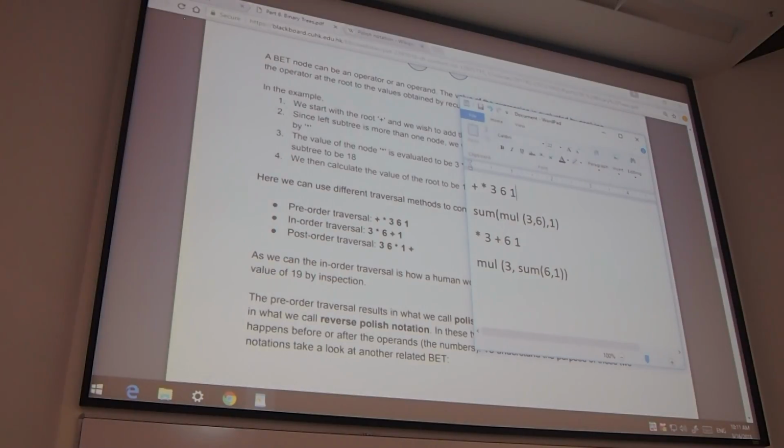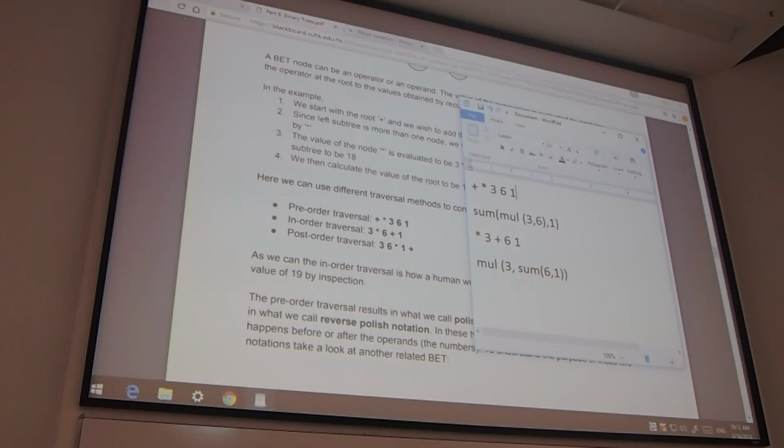Now, something may be of surprise to you. If you use pre-order traversal, you actually do not need parentheses. Among all the expression orders, the in-order traversal is the weakest. It requires parentheses to solve ambiguity. But if you do pre-order traversal, you don't have ambiguity. That is also another reason why the machine would prefer this order of notation. So you get the idea, right?